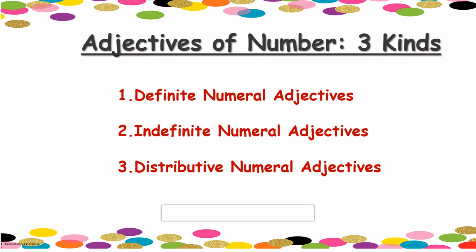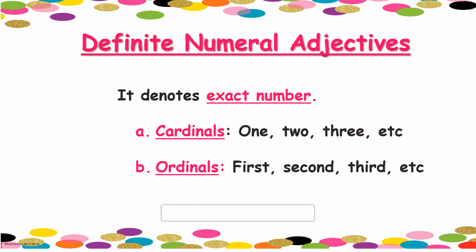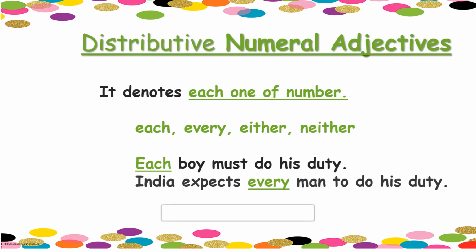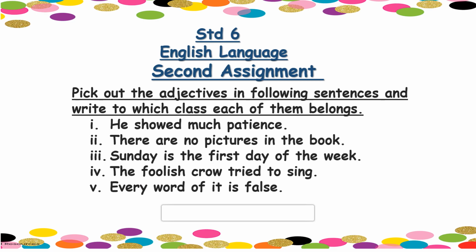Then we discussed adjectives of number are of three kinds: definite, indefinite, and distributive. Definite, as the name suggests, denotes exact number. It has two subkinds, cardinals and ordinals. Then indefinite, again as the name suggests, does not denote exact number. Then distributive. So distributive numeral adjectives are each, every, either, and neither. This is the second assignment, students.